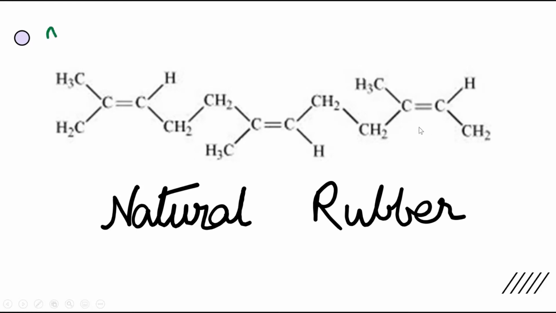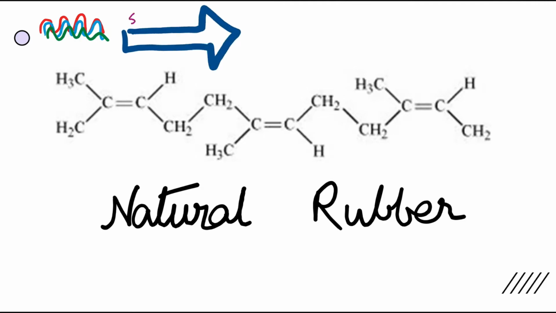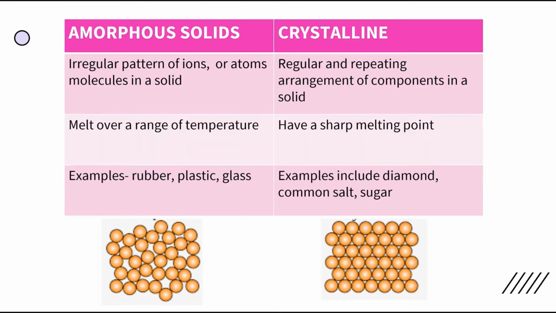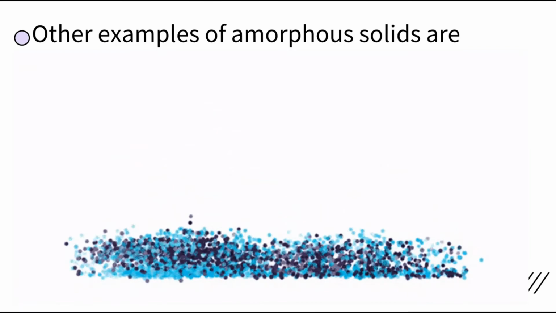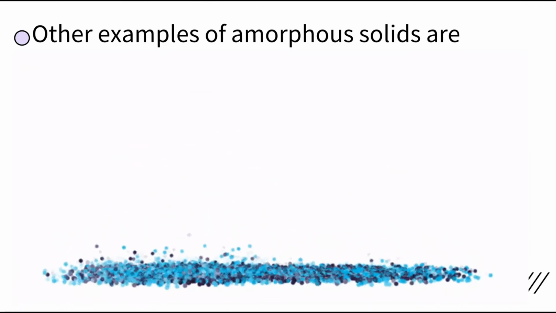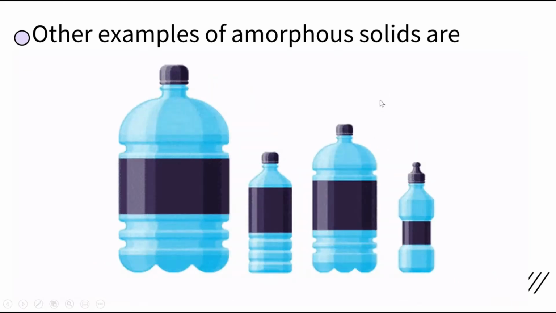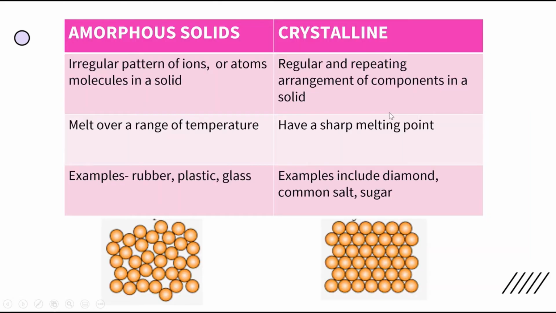So imagine that this is a bunch of strings, and they're all tangled up. If you pull them or stretch them, what will happen? They get elongated. And what will happen if you let them go or unstretch them? They will get back to their original state. There are other examples of amorphous solids, just like plastics you use in day-to-day life. They are also examples of amorphous solids.